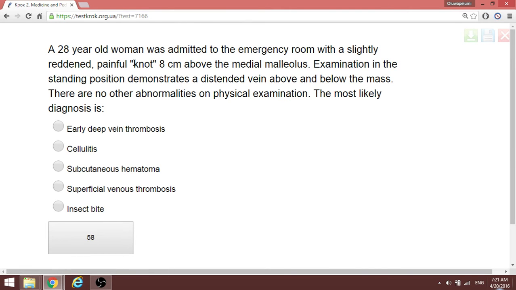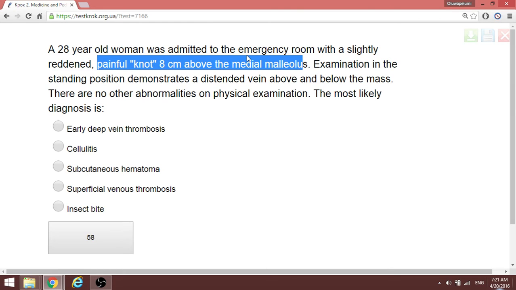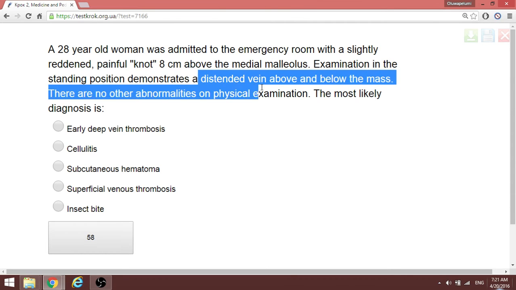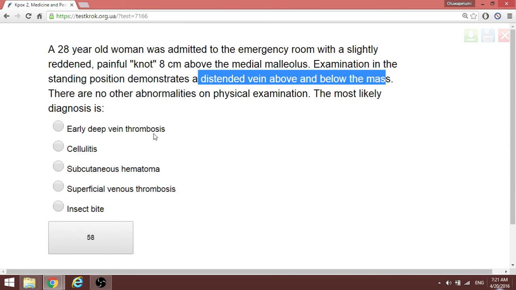Alright, we have a patient presenting with a painful 8 centimeter knot above the medial malleus. This is an emergency presentation. Examination in the standing position demonstrated a distended vein above and below the mass. There are no other abnormalities on physical examination. What's the most likely diagnosis? I'm sure you are thinking basically of venous thrombosis, something affecting the vein. So we have deep vein thrombosis and superficial vein thrombosis. However, this manifestation is more typical for superficial venous thrombosis.